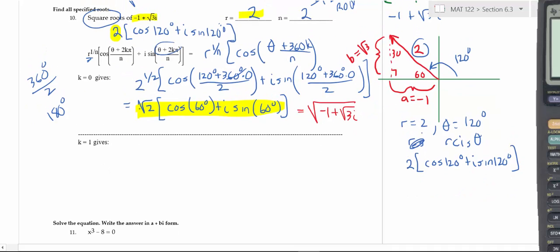Now I'm going to show you something different on this, because instead of going through this formula, really all you got to do is you just add 180 to that 60, and you're going to get 240 degrees. So the next square root, instead of going through this process, I just go square root of 2, cosine of 240 degrees, plus i times the sine of 240 degrees, like that. And then you're done. So it's a little faster if you just do it that way.